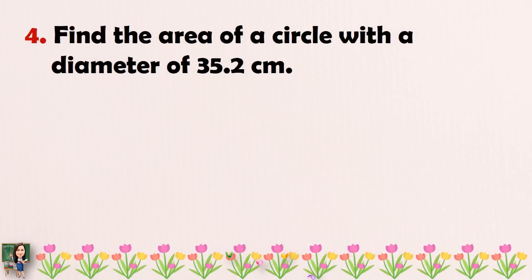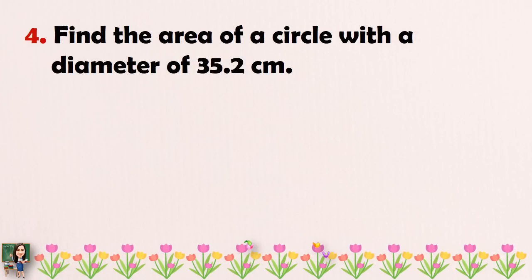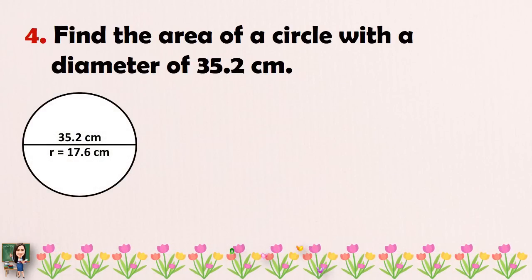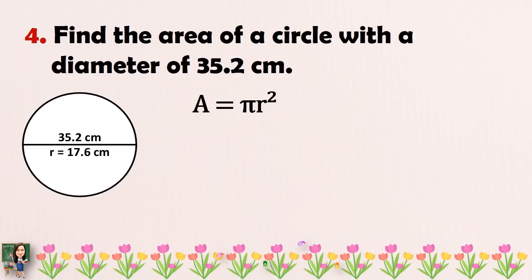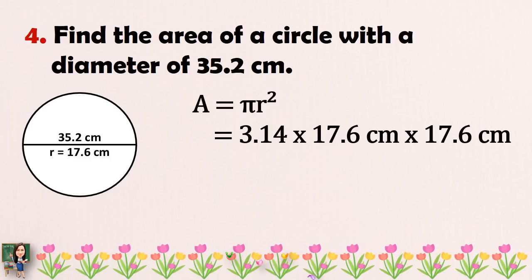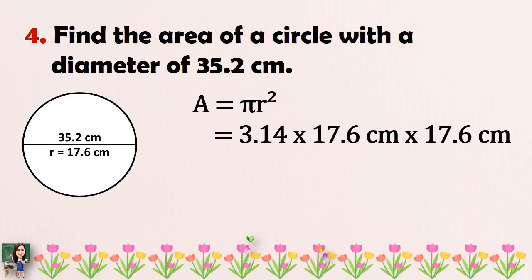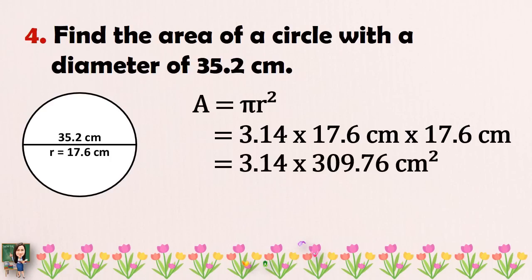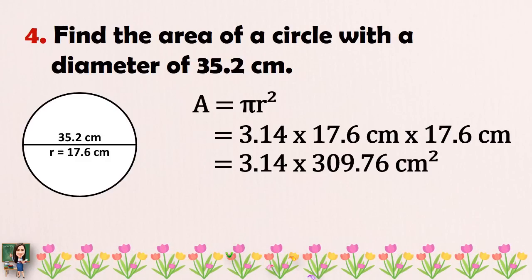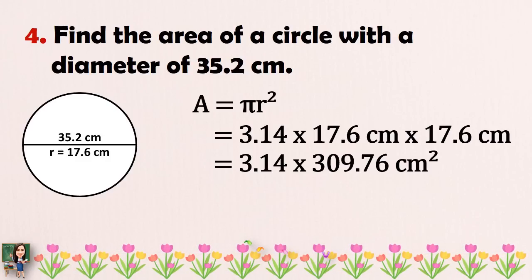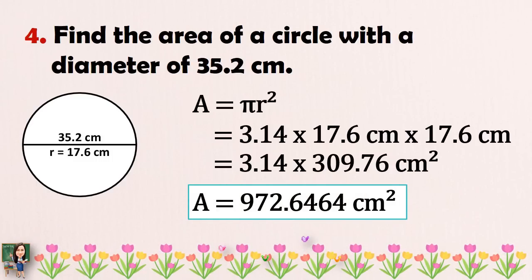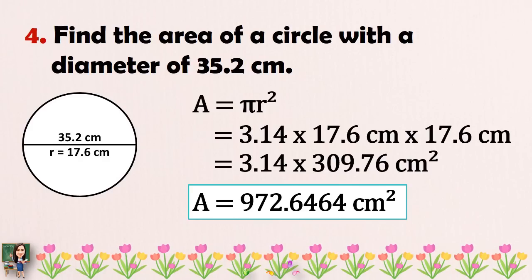Number 4. Find the area of a circle with a diameter of 35.2 centimeters. The radius is 17.6 centimeters. A equals pi r square, or 3.14 times the radius 17.6 centimeters times 17.6 centimeters. 17.6 times 17.6 equals 309.76 square centimeters. Multiply by 3.14 equals 972.64 square centimeters. So this is the area of a circle.